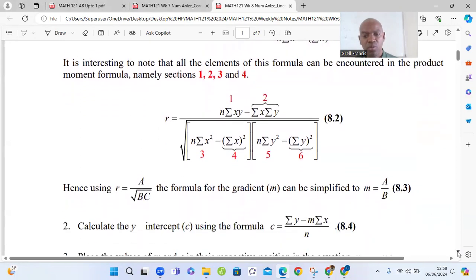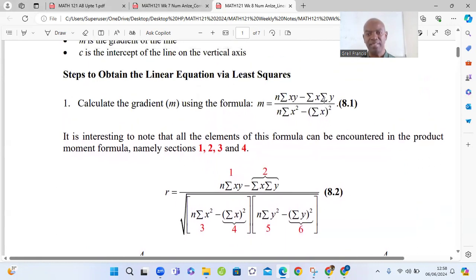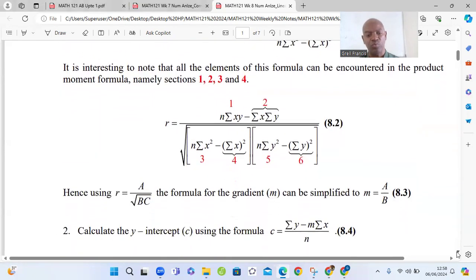So therefore, we can recall that r is equal to A over the square root of BC. The formula for the gradient m can now be simplified to basically A over B, because as you can see, 1 minus 2, the first minus the second, is capital A. The third minus the fourth is capital B. So it's just A over B. The gradient is simplified to A over B.